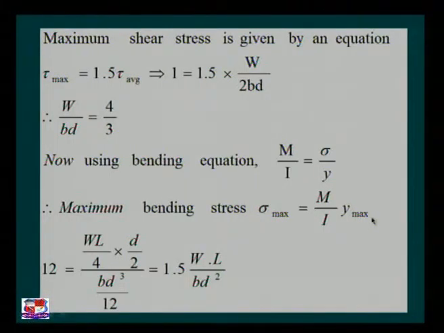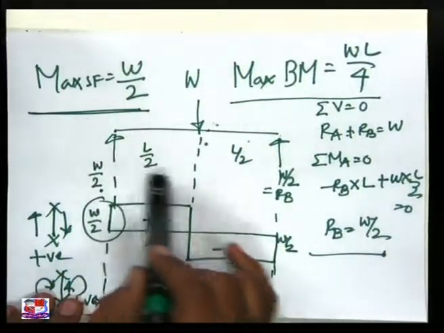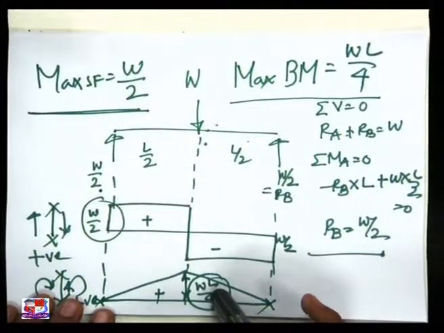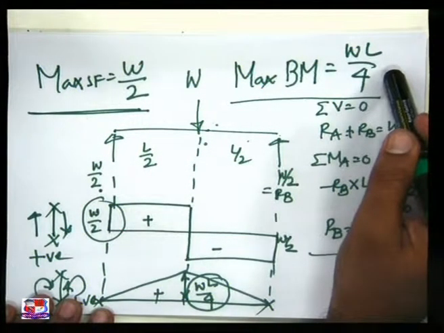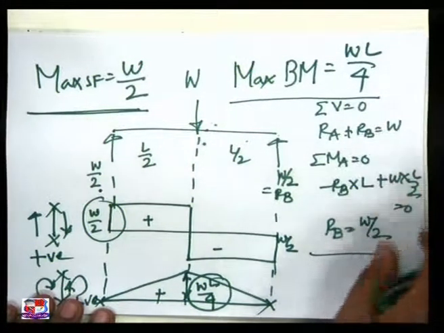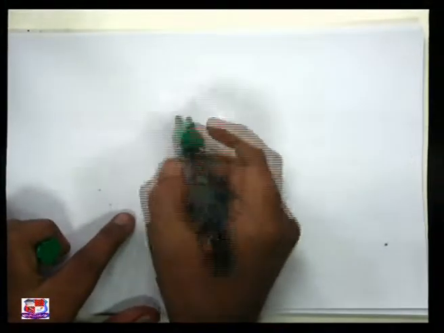Interesting point to observe: what will be the Y max? What is the value of M? What is the value of Y? Now if you are referring to this table top, then for a given beam maximum bending moment is WL by 4. So M is known to us. What is D by 2? What is the Y max? Let us refer to the figure over here.